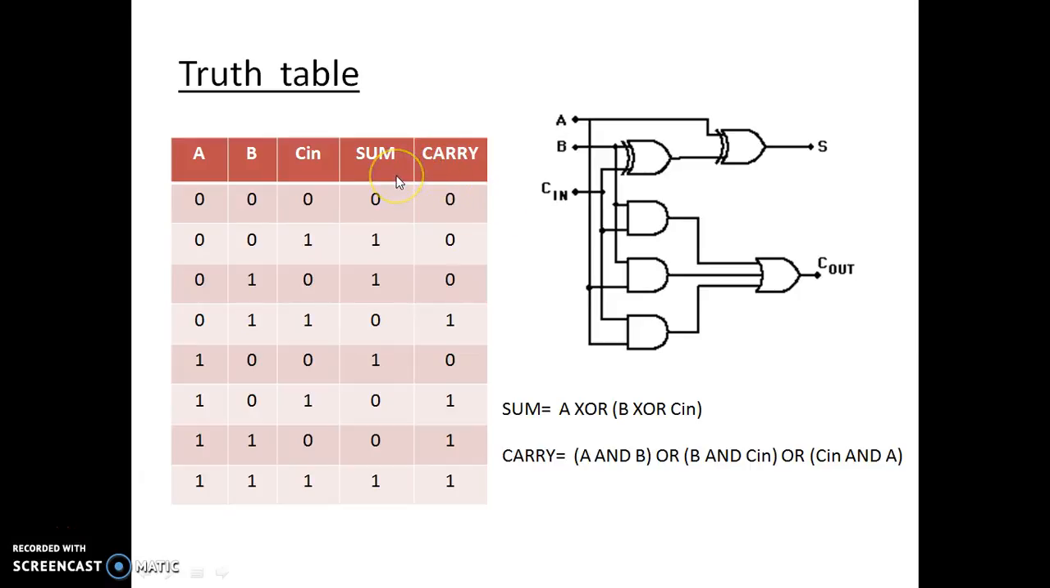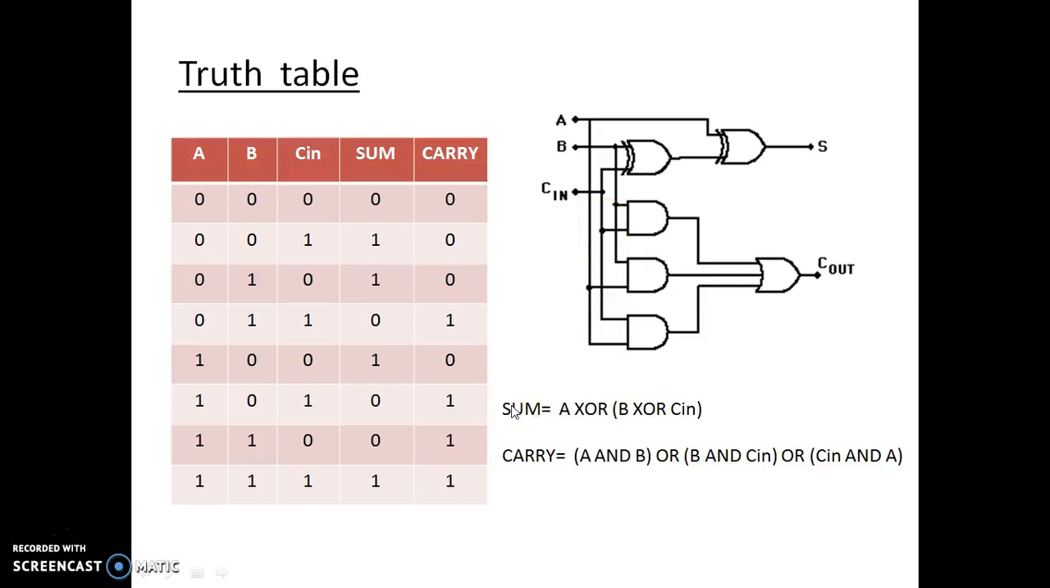After obtaining sum and carry values, for each output we need to draw a K-map. We are not going to study that in detail because we have already learnt it in our previous years. So if we draw a K-map for sum, we get this kind of equation, and if we draw a K-map for carry, we get this equation. Now from the equation, we can draw a circuit for full adder.